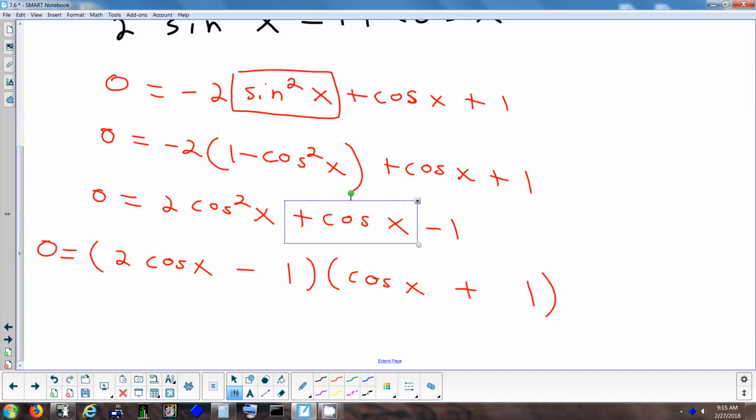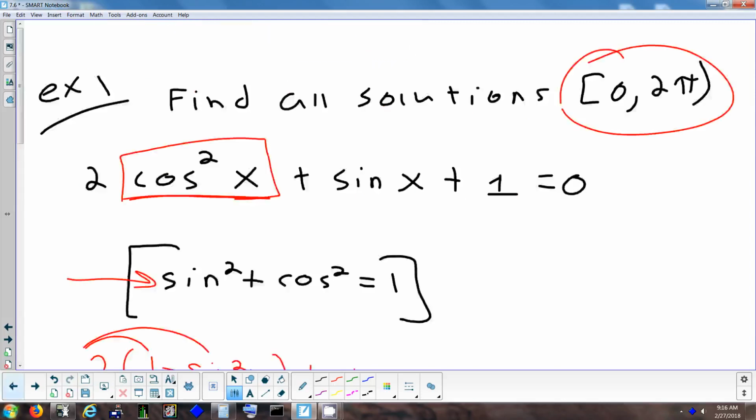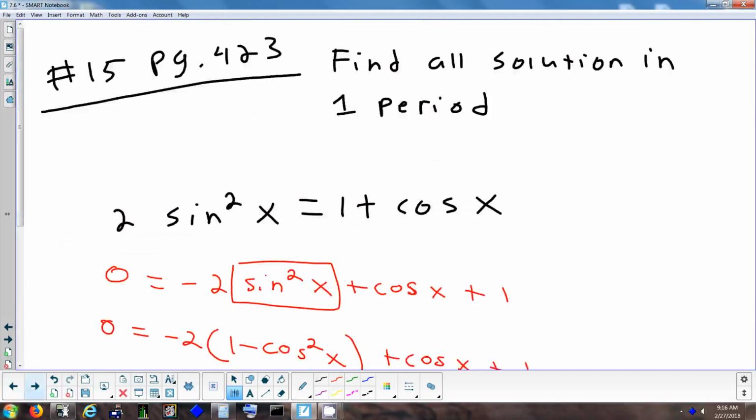Right, now we're going to set each factor equal to 0. But what I'm going to do is kind of solve it as I go. So with the first factor, I would add the 1 and then do what with the 2? Divide it. So I'm going to add the 1, I'm going to divide by 2. And now that one's ready. And the other one, cosine x plus 1 equals 0. I would just subtract the 1 to the other side. Now that one's ready. Well, cosine x equals negative 1. We just did that, I think. Oh no, we did sine x equals negative 1. All right, so we'll do cosine x equals negative 1.